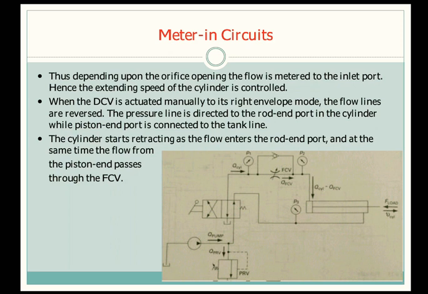As you can see in the figure, the figure shown is in the right envelope mode. The pressure is directed towards the rod end and the piston side of the cylinder is directed towards the sump end. The cylinder starts retracting as the flow enters the rod end port, and at the same time the flow from the piston end passes through the flow control valve.